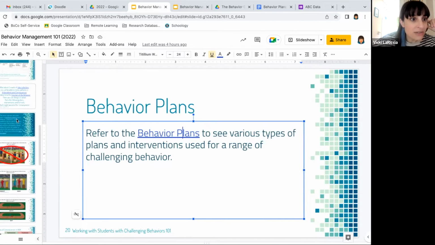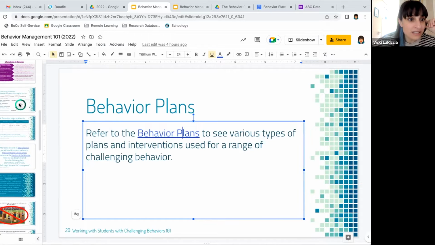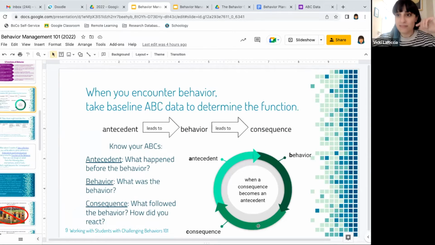Where the consequence becomes the antecedent, this one. So we're removing Stan from the situation because his behavior is so disruptive, but that's what he wants. So that then feeds into that behavior and creates this cycle where those behaviors are all reinforced.